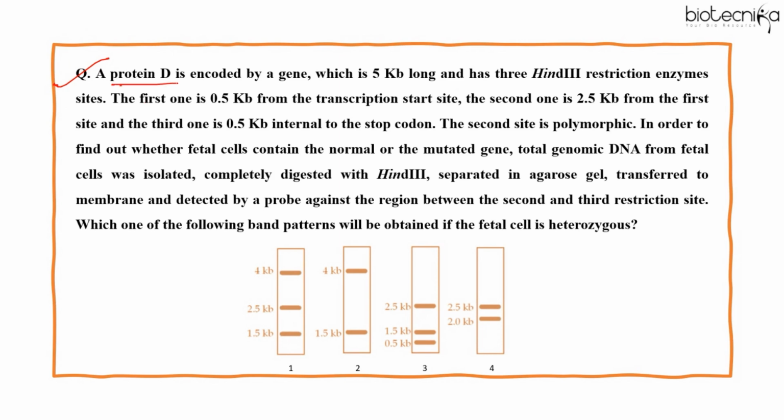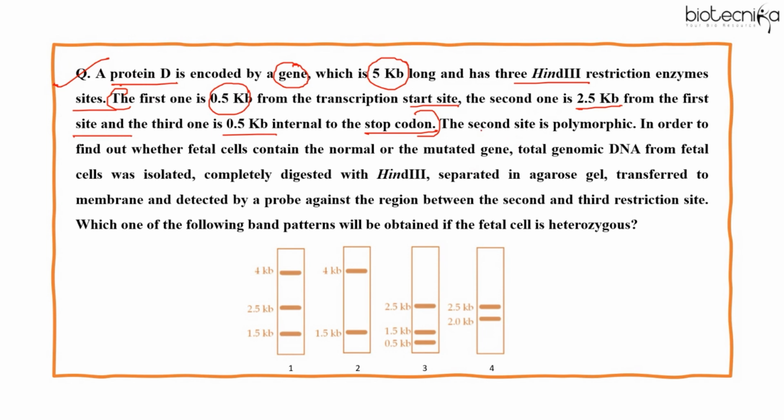The question is, a protein D is encoded by a gene which is 5 kb long and has 3 HindIII restriction enzyme sites. The first one is 0.5 kb from the transcription start site. The second one is 2.5 kb from the first site, and the third one is 0.5 kb internal to the stop codon. So please draw it, okay, because you cannot answer this question without drawing the diagram of the gene, and you have to label the restriction sites for the HindIII restriction enzyme.